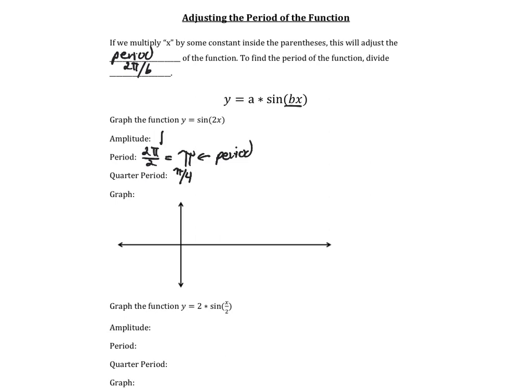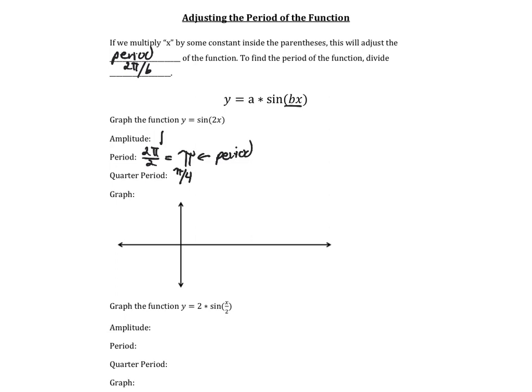Notice in the last graphs we were doing, we were dividing the graph up into 4 parts. The quarter periods were pi over 2. We were basically counting by pi over 2s. In this case, we're going to be counting by pi over 4s. Okay, so let's take a look at some of the points here.